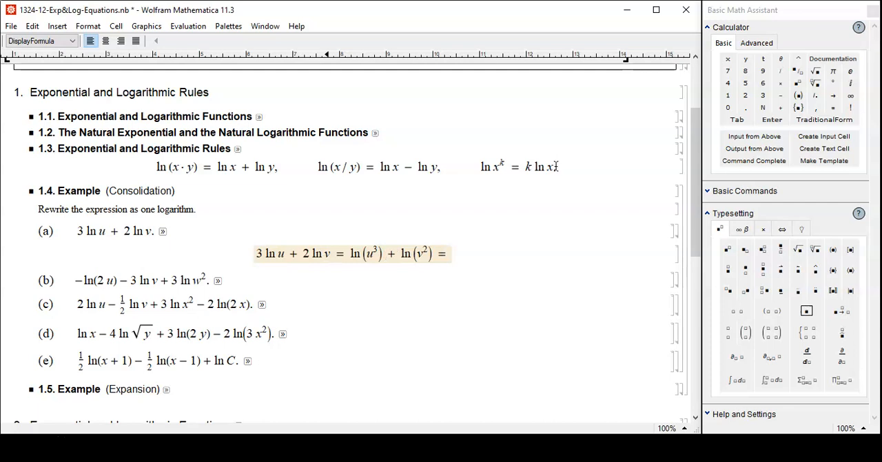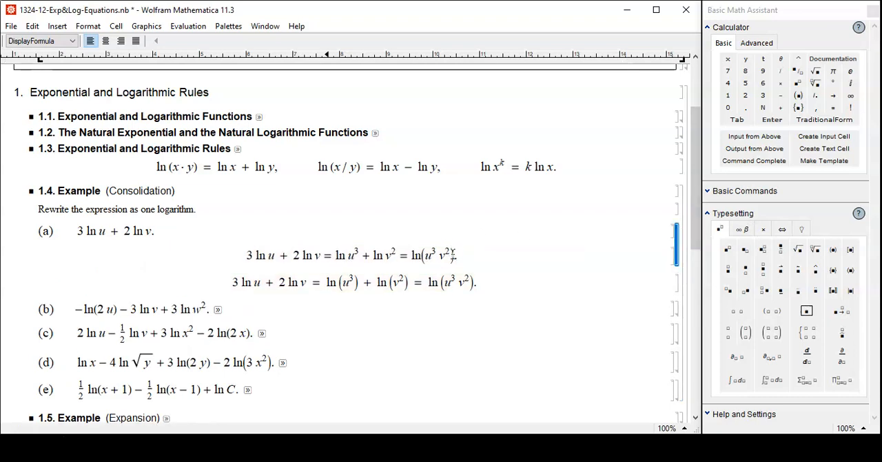What did I just do? I just used the third rule backward. And then let's use the first rule. Log plus log is log of the product, so it's going to be log of this times that. So log of u to the third power times v to the second power. And that's the consolidation into a single logarithm. Make sense? This is what I did in my answer key. Yep, it's exactly the same computation.